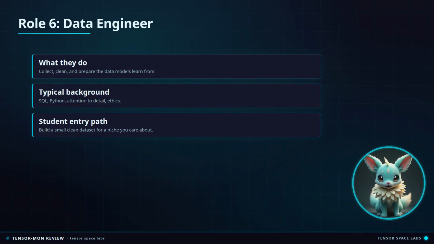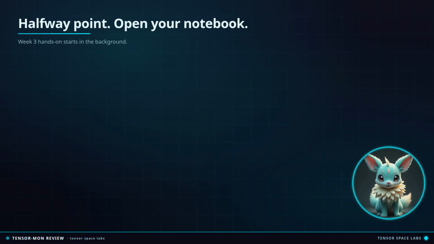Models are only as good as the data they trained on. These engineers collect, clean, label, and audit that data. Student path. Build a small, clean dataset for a niche you know well. Sports stats, your favorite game, your hobby. Quality matters more than size. This is your week 3 checkpoint.